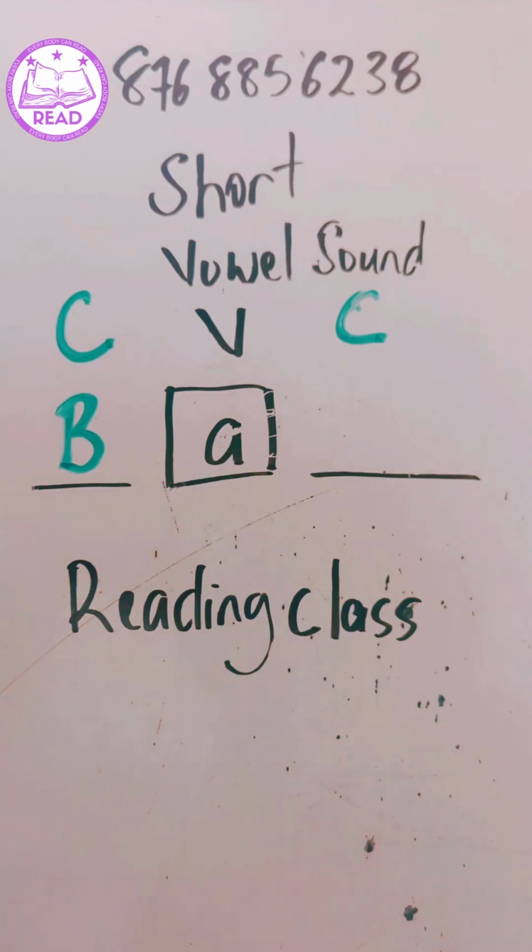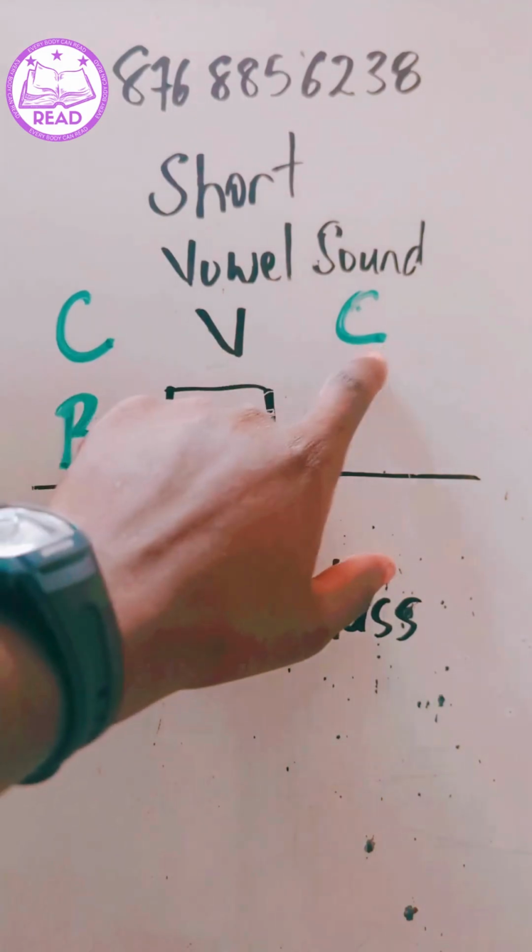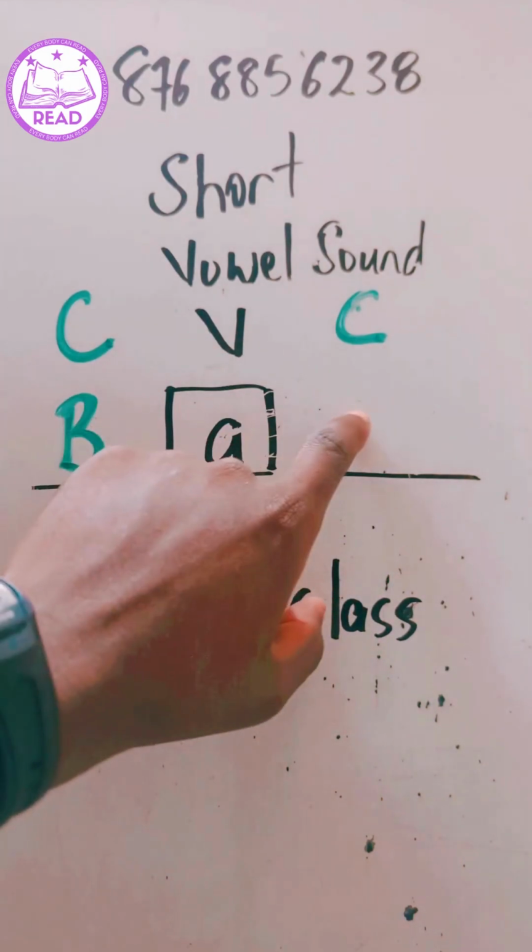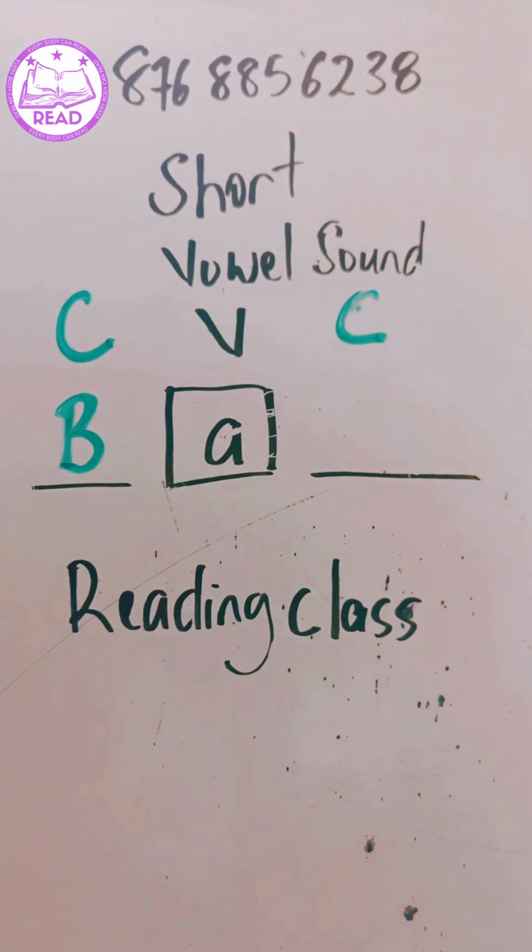What the V means is vowel. The C means consonant, the V means vowel, and the C means consonant. Which means we can put another consonant right here. So, somebody in the chat, tell me another consonant again. I already have B. I need another consonant now.